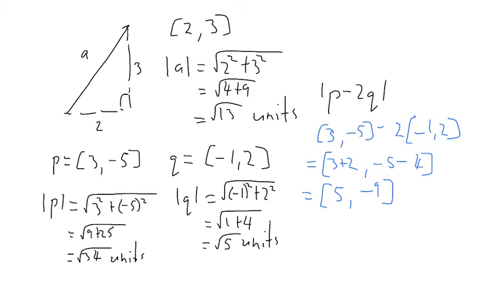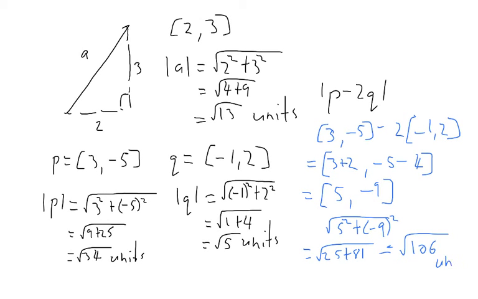From here we've got our result. We've got the vector P take 2Q in component form, (5, -9). Now we can find its length. So its length is the square root of 5 squared plus -9 squared, equals the square root of 25 plus 81, equals the square root of 106, and don't forget the units.